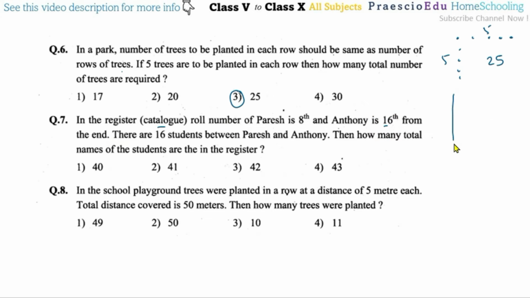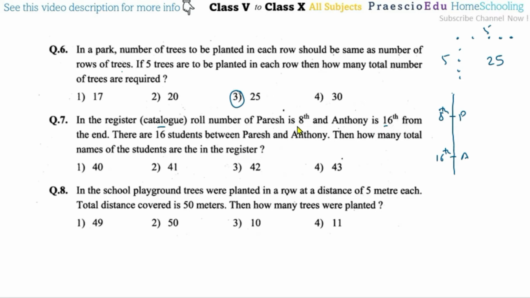So suppose this is a register in vertical. From here, the 8th is Paresh, and on the 16th, Anthony is there. There are 16 students between Paresh and Anthony. Then how many total names of the students are in the register?